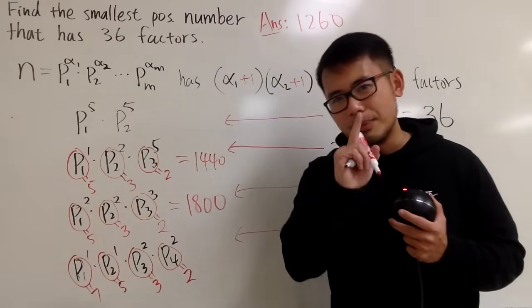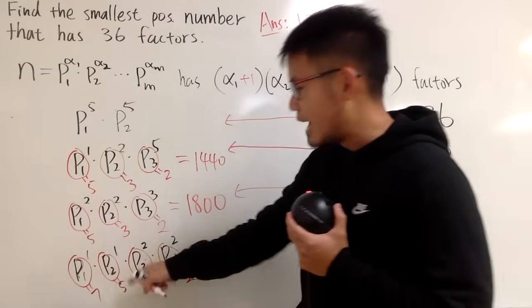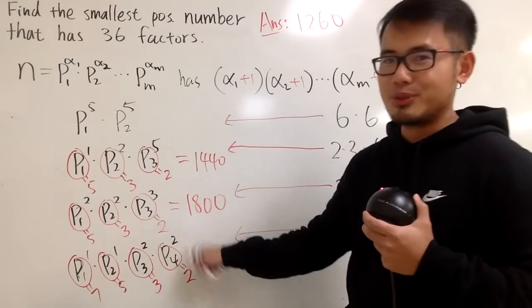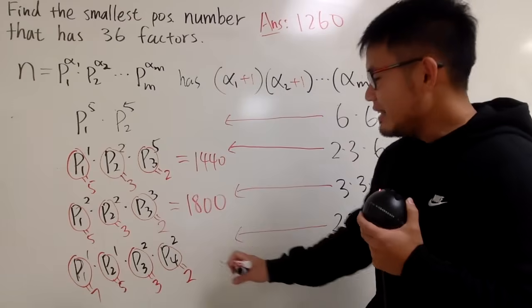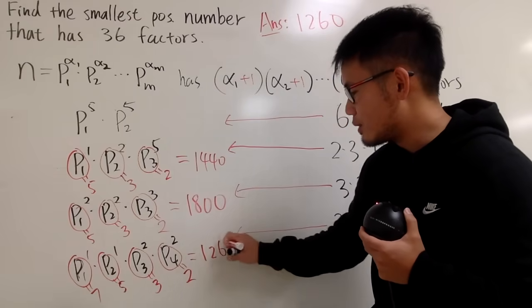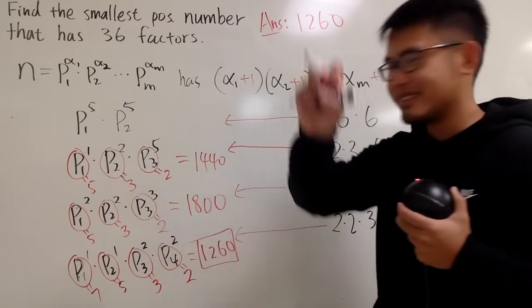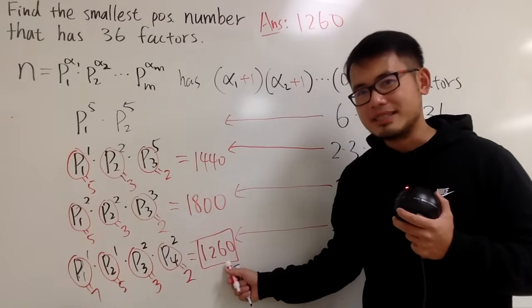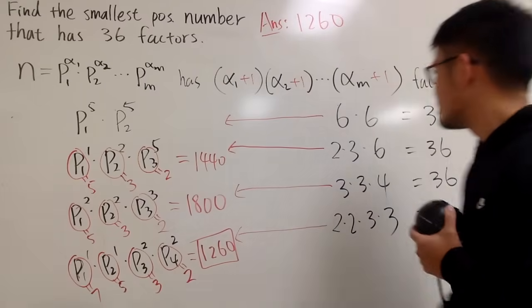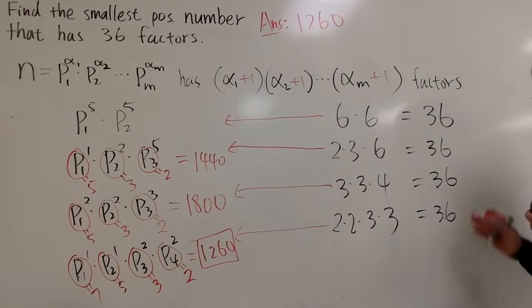And if you multiply this out, 7 to the first times 5 to the first times 2 to the second times 3 to the second, in the end, you end up with 1260. This right here is the smallest positive whole number that will give you 36 factors.